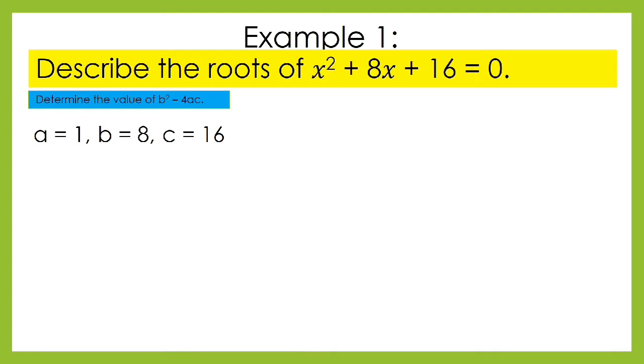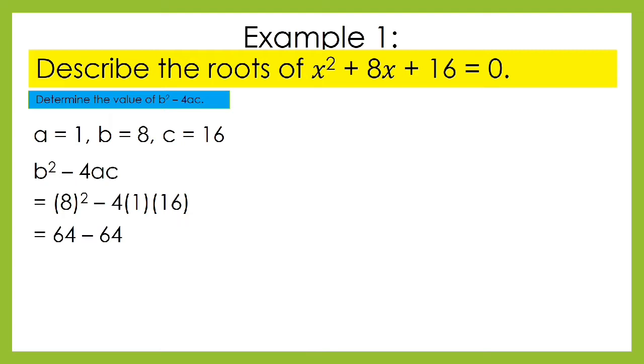After makuha ang values ng a, b, and c, we substitute to the b squared minus 4ac. Ang b natin is 8, so we have 8 squared. Minus 4, ang a natin is 1, so we multiply by 1. Ang c natin ay 16, we multiply by 16. We now have 8 squared is 64 minus 4 times 1 times 16 is 64. 64 minus 64 equals 0.